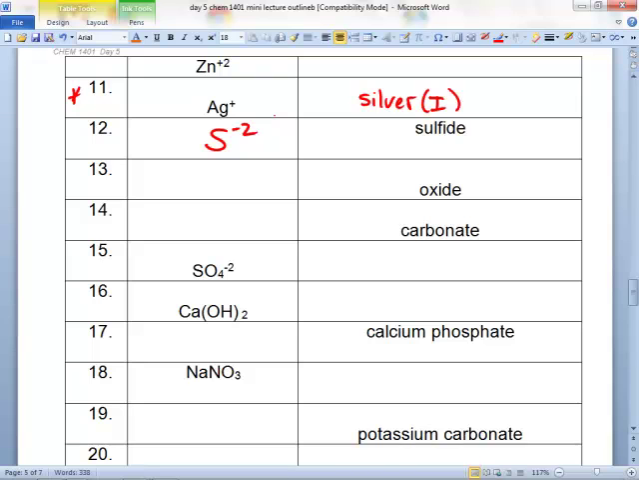Oxide. Desiree, oxide. O, negative 2. All right, now they're starting to get ugly, Jessica. Carbonate. Man, right now you'd probably have to use the table because you had never seen this stuff before. Unless you've got it memorized already. It'd be nice to have one of those photographic memories. Just look at it, boom.